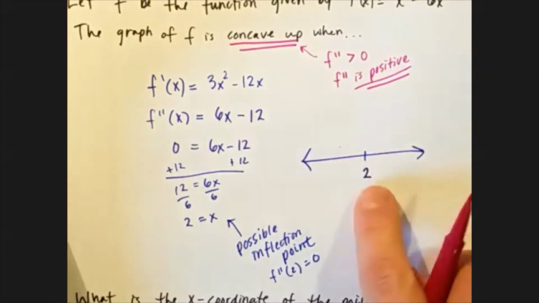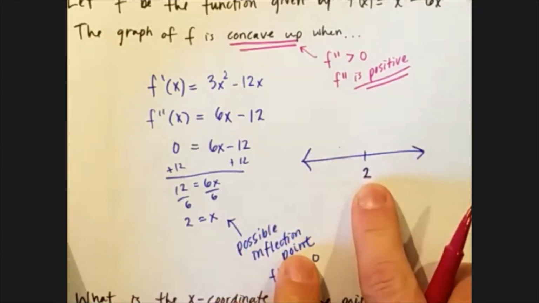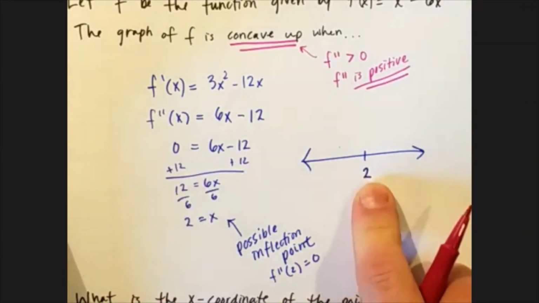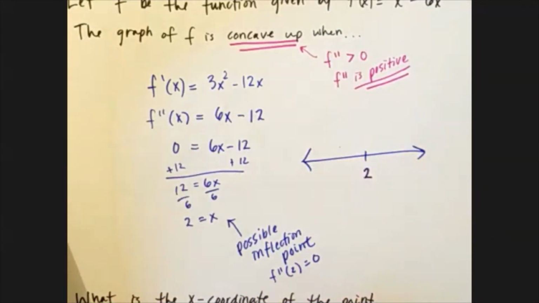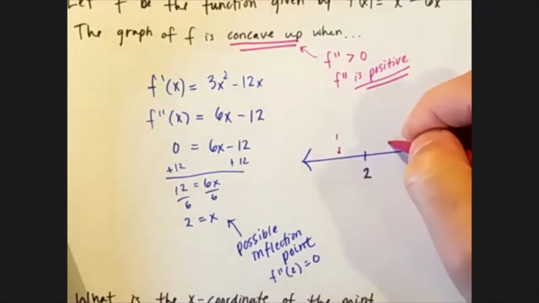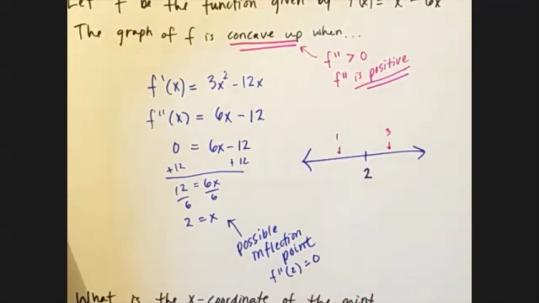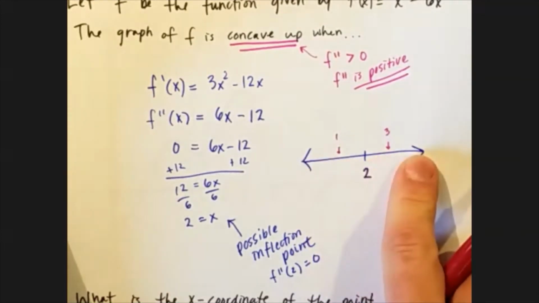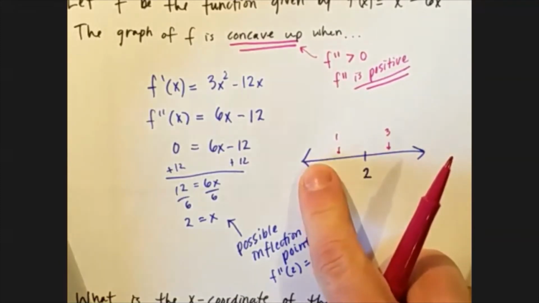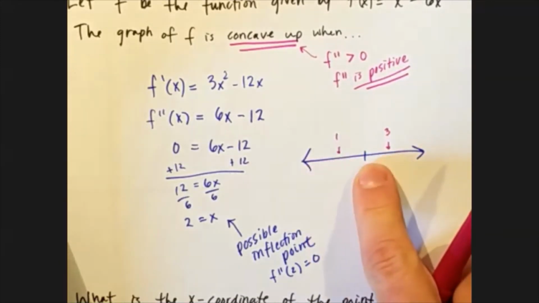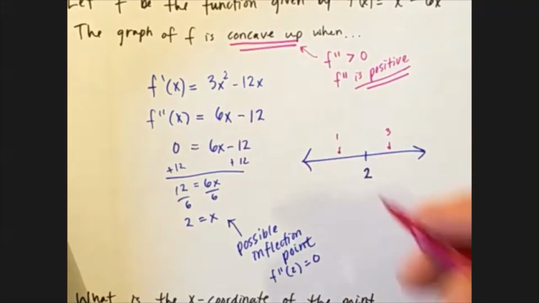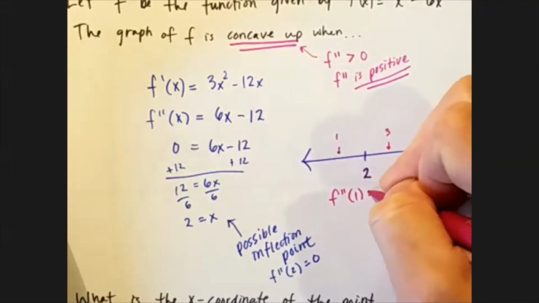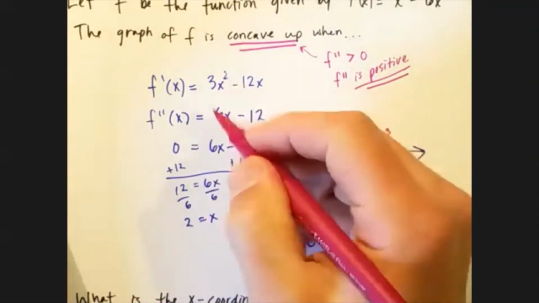That's a critical number, but we already know that if we plugged in 2, we would get 0. That's a possible inflection point. So just give me a number to the left and to the right of 2, Zymera. 1 and 3. Perfect. If we plug those in as test numbers, that's going to tell me what's happening to the left and to the right. It's concave on one side, and concave the other way on the other side. 2 is where it changes, right? That's our possible inflection point. So we're going to plug that into our second derivative.